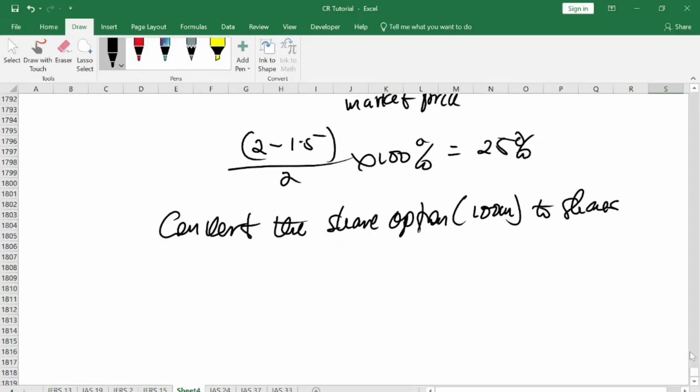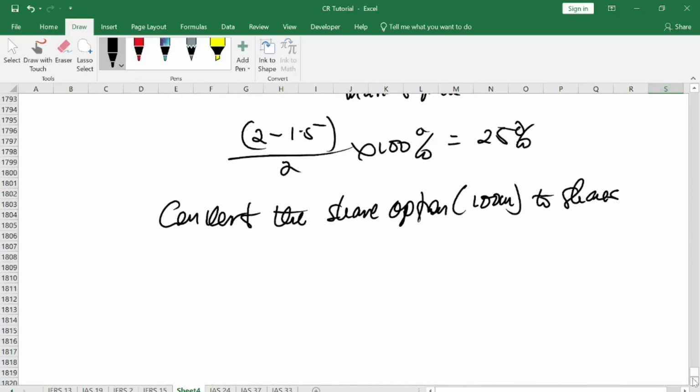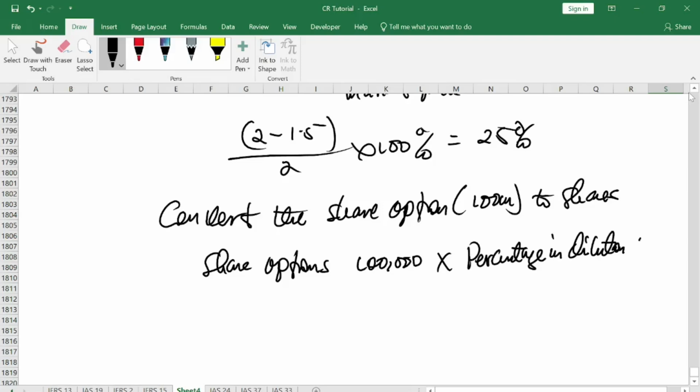You pick the share options as given here. It's 100 million, right? Let me make it maybe 100,000. So when you pick this 100,000, you multiply that by the percentage in dilution, which is 25%. So you have 100,000 multiplied by 0.25. That gives you how many shares? That is 25,000 shares that has come in.